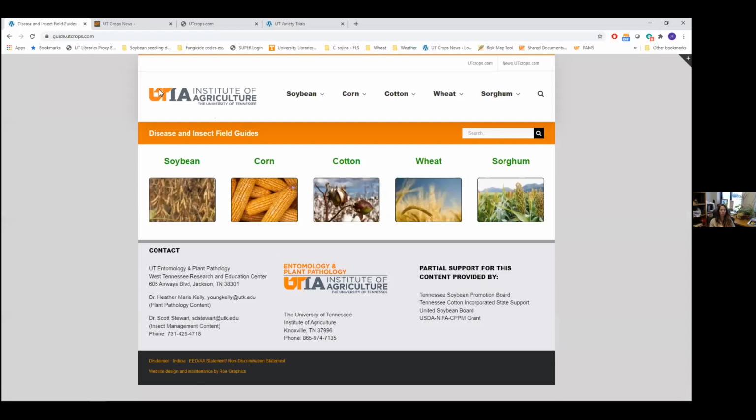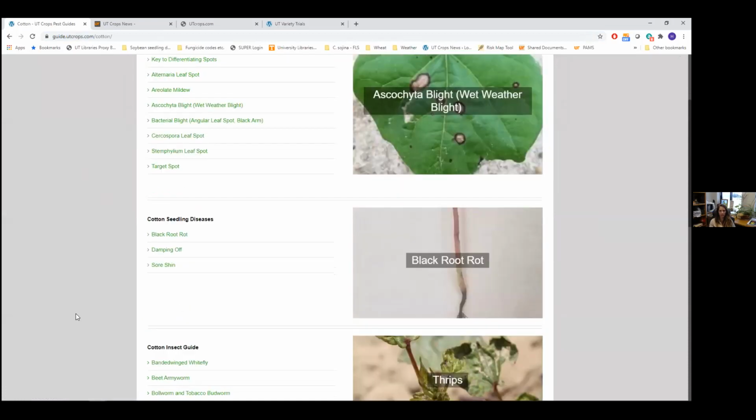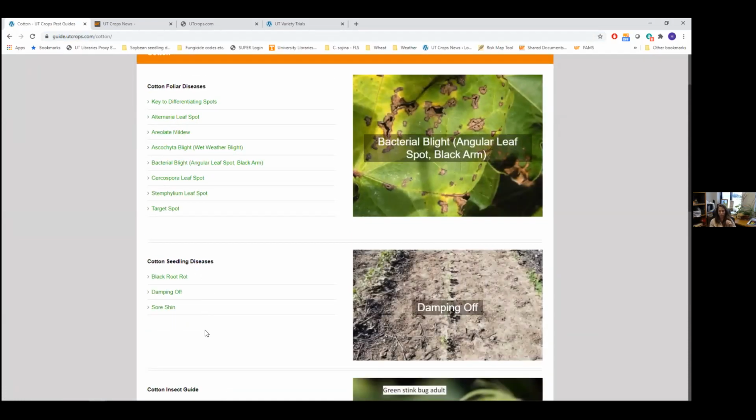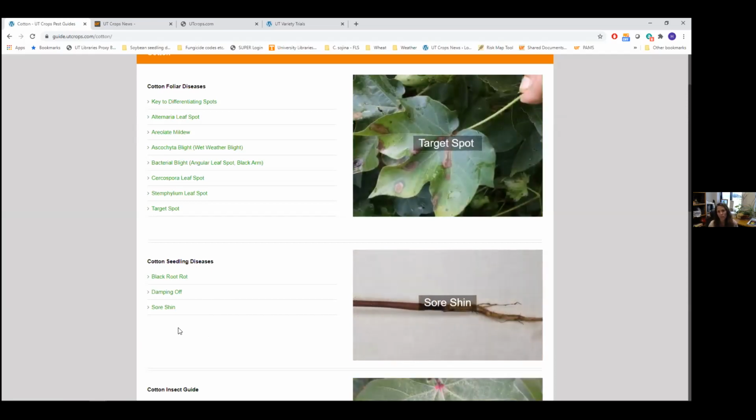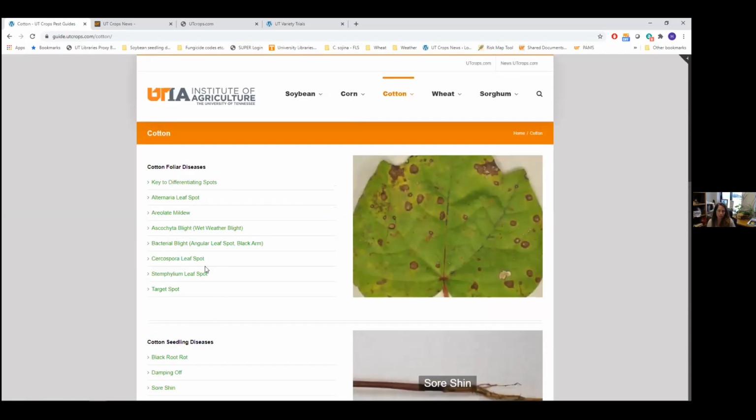Again, here's our mobile-friendly field guide site, guide.utcrops.com. You have the different crops that we have resources for up here. If you go to cotton, we have our foliar diseases, as well as our insect guide. Seedling diseases, it's later in the year right now. Producers already had to make the decision whether they needed to replant or not because of seedling diseases. And then we have foliar diseases that are going to need to start being scouted for.